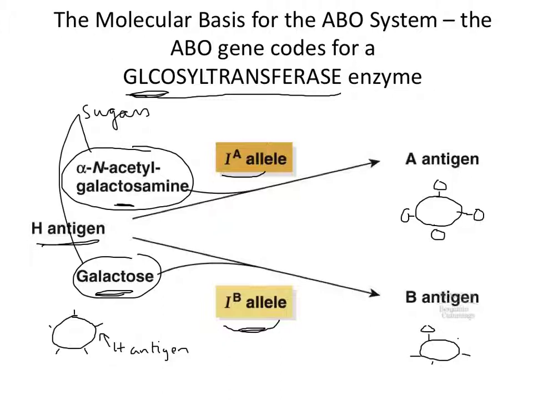So we could draw that differently. It might look like this. And of course, if you were AB, it means that you are making both forms of that glycosyl transferase enzyme. And so you would get a red blood cell that would have both this type antigen and this type antigen on the surface. That's the molecular basis underlying this ABO blood system. So the I gene product is glycosyl transferase, a particular glycosyl transferase.